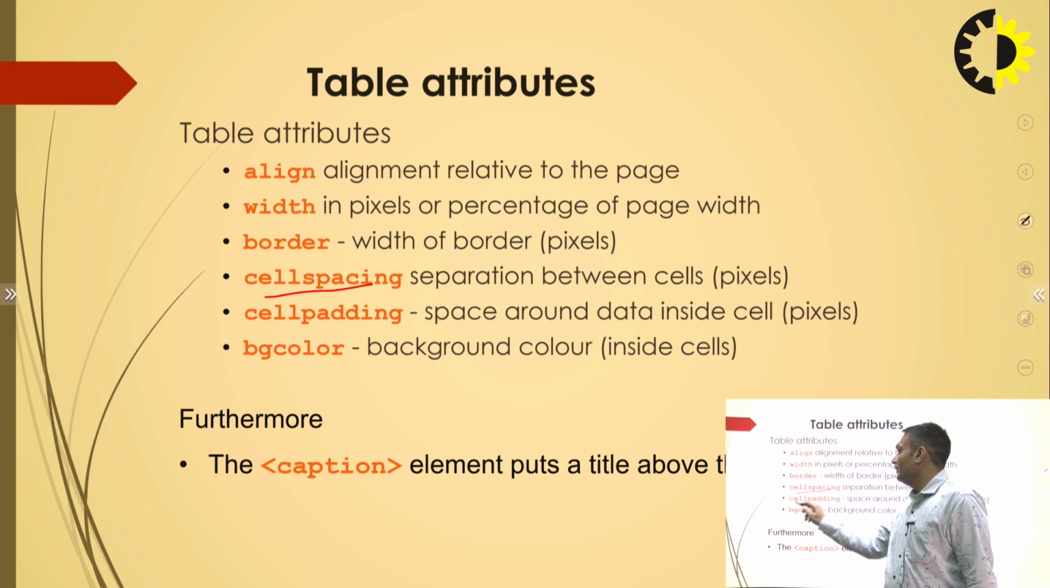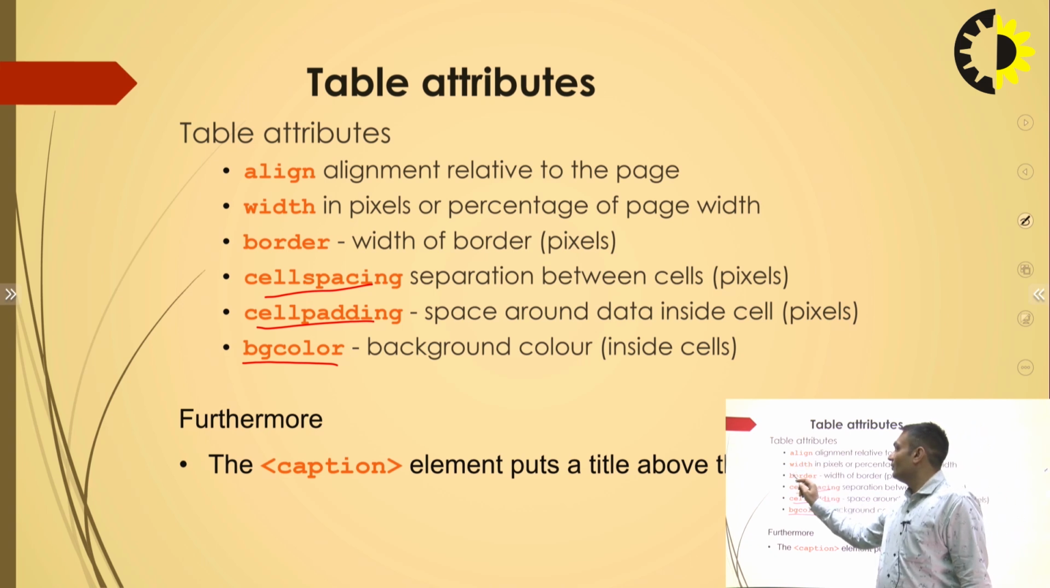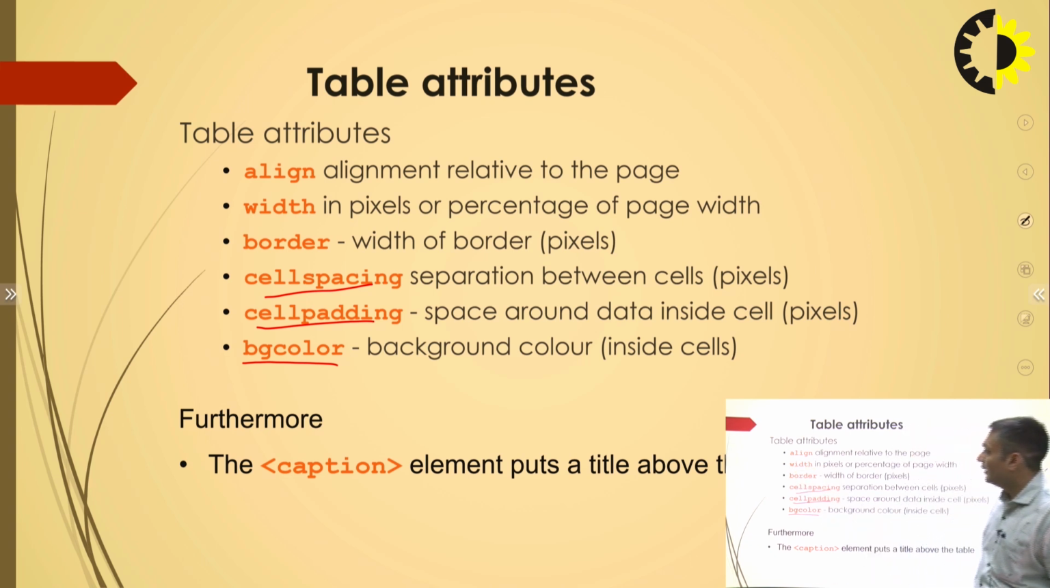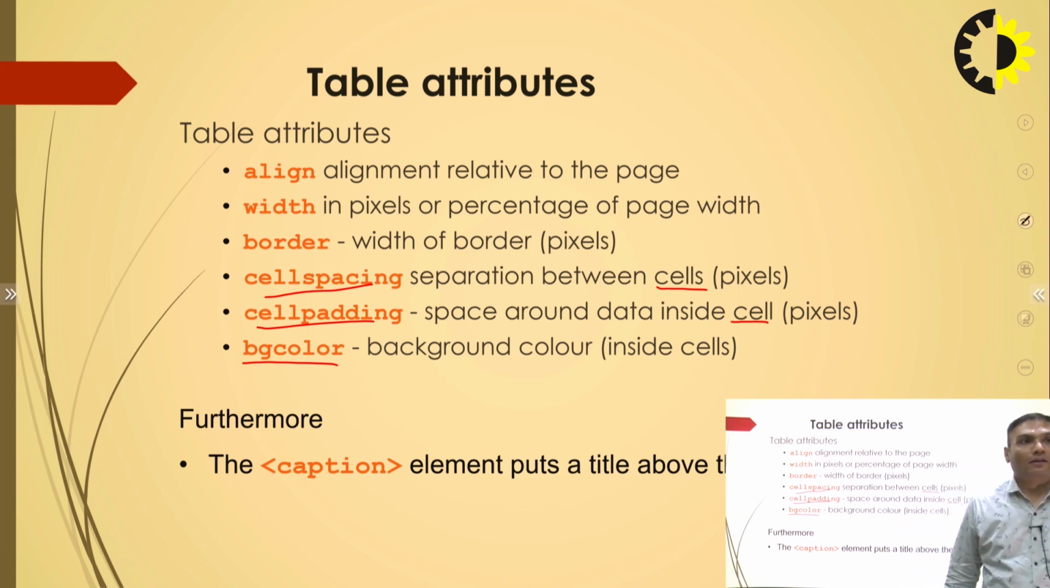So other attributes that are possible with the table tag are cellspacing, cellpadding, and bgcolor. So align we have studied, width we have studied, border we have studied. So cellspacing and cellpadding. Cellspacing makes a space between the cells, and cellpadding makes the space around the data and the cell, and bgcolor sets the background color of the table.